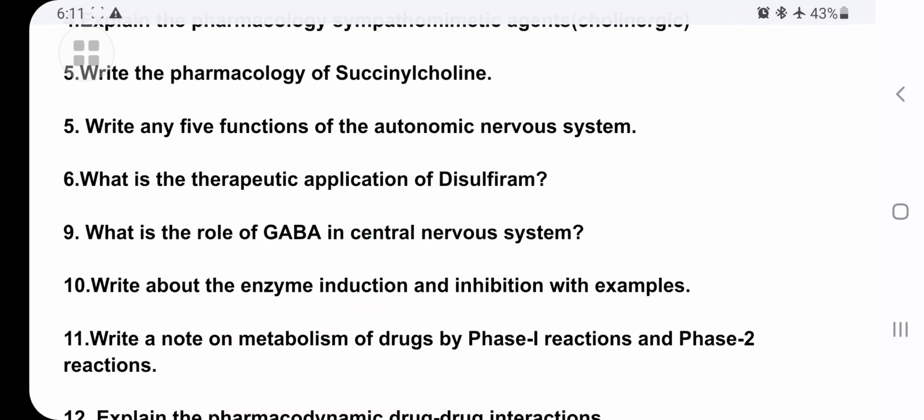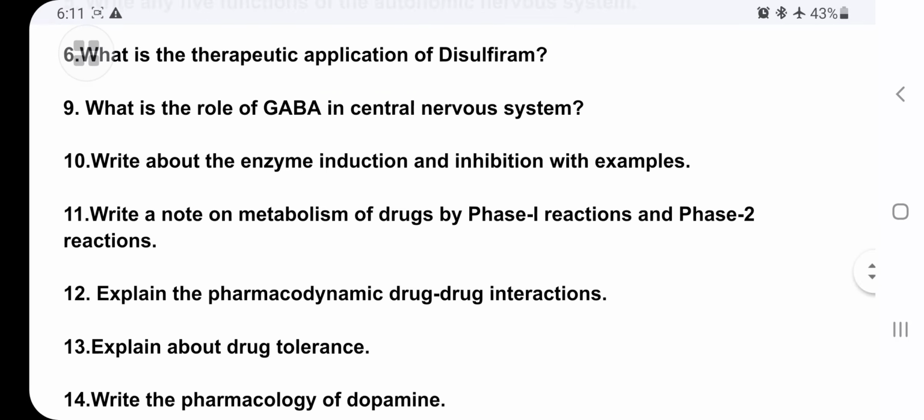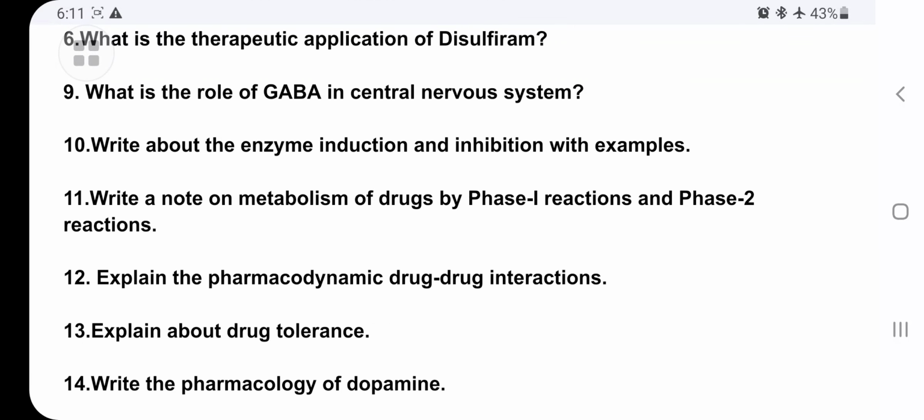Fixed question, this one. Write a note on metabolism of drug, phase 1 and phase 2. Simple. Phase 1 and phase 2, that is biotransformation, drug metabolism, you have to write down here. Explain the pharmacodynamic drug-drug interaction. Pharmacodynamic and pharmacokinetic, two types of drug-drug interactions are there. Write down that and explain this.